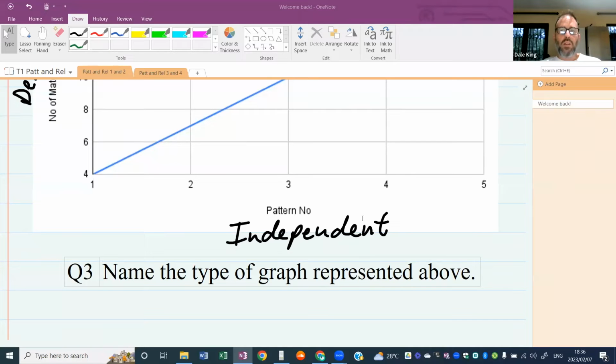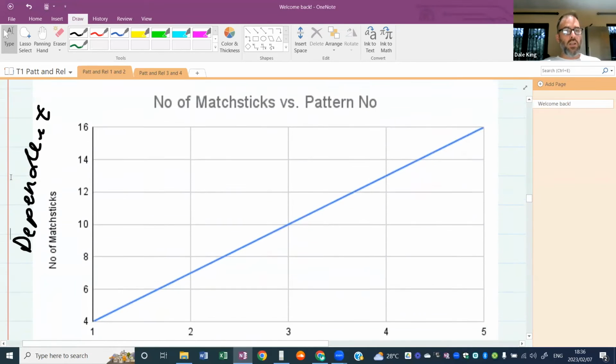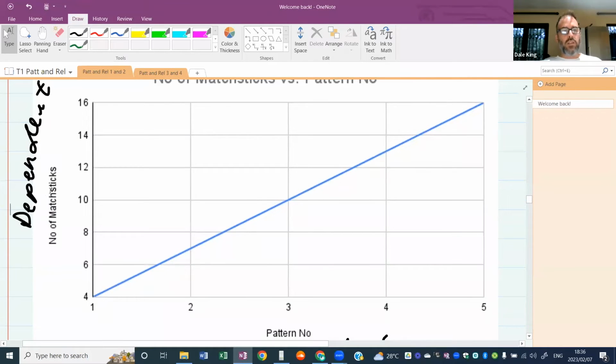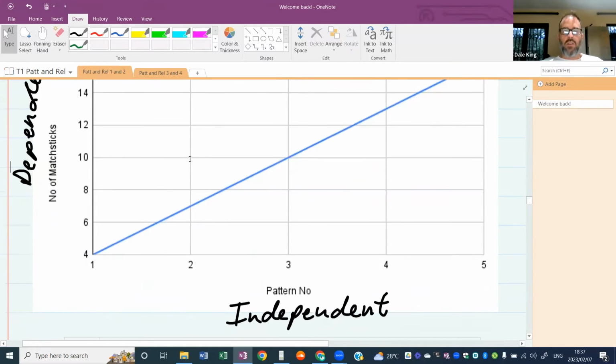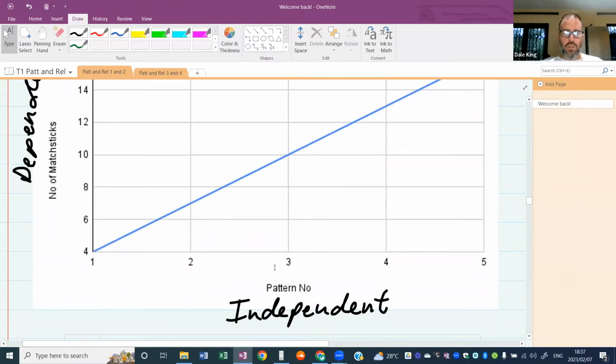The independent one that doesn't really worry about anyone else, it's going to do it. It's just going to increase on its own. Is the one that's on the x-axis that's independent. It's not worried about anything else. But the dependent, which needs to know what the other number is to work out its value, is the matchsticks, and that goes on the y-axis over here. Okay, so this y value will change depending on what your x value is. So we need to know the pattern number first, and then we can tell you how many matchsticks there are.